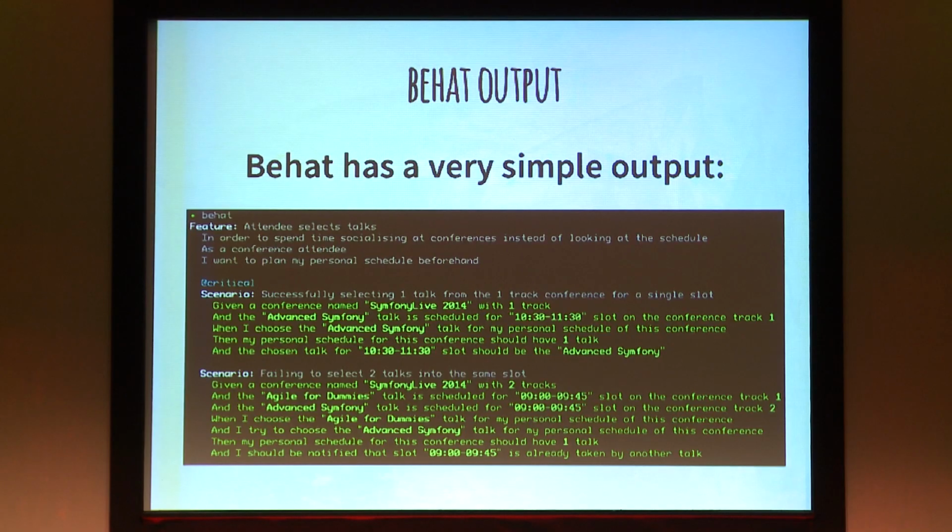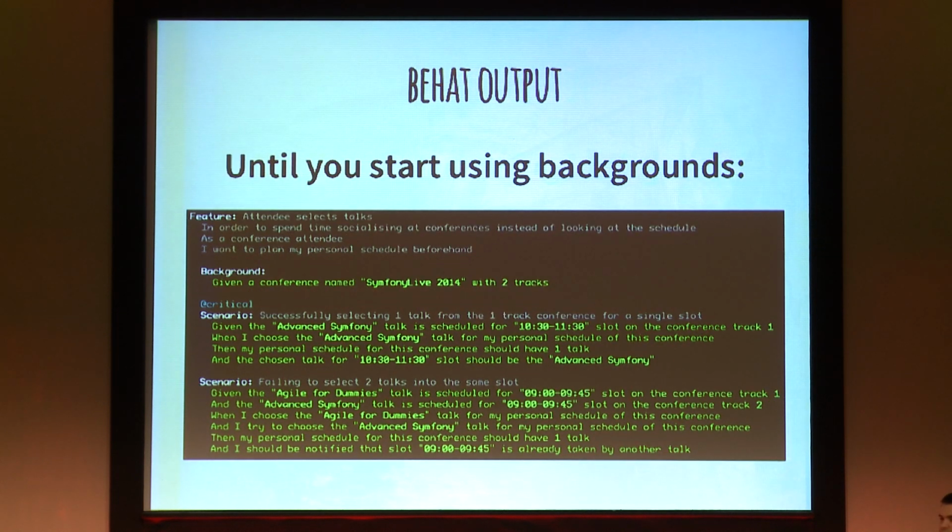Another problem. BEHAT has a very simple output, if you know it. It has a feature, which is the highest level of the hierarchy, then it has scenarios, and then it has steps. That's it. Internally it sends events, and then there's an output formatter which listens to events and just prints them out. Very, very simple, right? A simple hierarchy. Well, it is until you introduce things like backgrounds.